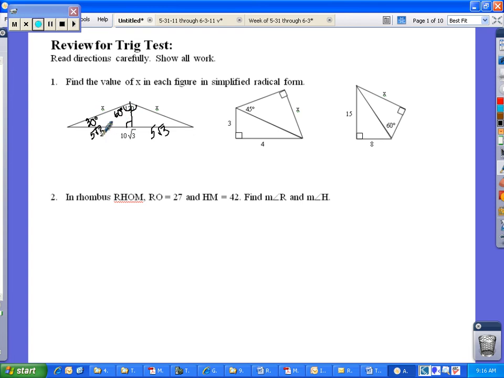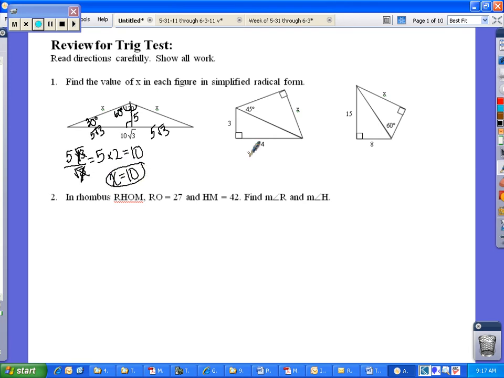So since 5 root 3 is our longest side, I know that the relationship between the short side and the long side is times root 3. So to go to the other direction, I actually have to divide by root 3. So 5 root 3 divided by root 3 will cancel out the root 3's, and I'm just left with 5. So that means that this height here is 5. Now the relationship between the short side and the long side is times 2. So 5 times 2 is then 10, and x equals 10.